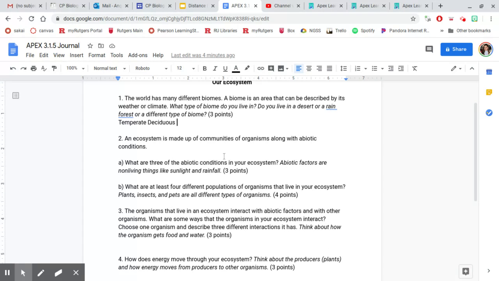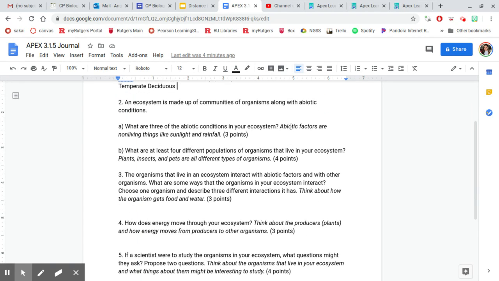Number 2, an ecosystem is made up of communities of organisms along with abiotic conditions. So abiotic conditions, these are non-living things. So the first part of this question tells you to provide 3 conditions. The question itself already gives you 2. So sunlight, rainfall, along with rainfall, water is non-living, air is non-living, temperature is non-living. So any of those things you could put.